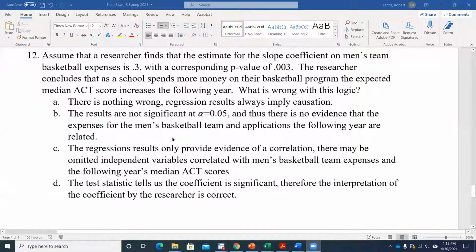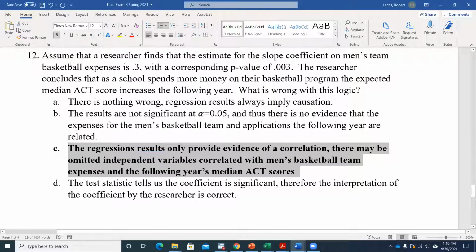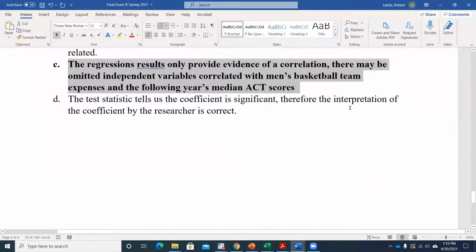So if we're looking through these answers, the results are not significant. Well, actually they are. So that's not the reason why this logic is wrong. The regression results only provide evidence of correlation. There may be omitted variables that are both correlated with team expenses and our Y variable ACT. That's exactly what I just said. Could be that we are leaving out other important variables on the right-hand side, or these independent variables that are driving both of these things, right? So it's just evidence of a correlation. Okay. Any questions on that?